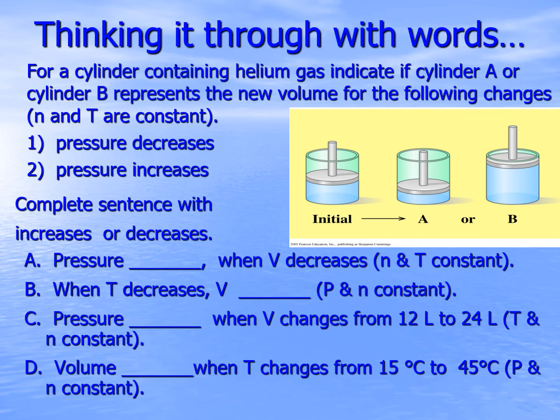So we've got some questions here to see how you're doing with the concepts. Let's say we start with a cylinder of helium gas, and A or B represents the new volume. What would it look like if the pressure decreases? Would it look like if you started with the initial volume, would pressure decreasing make it look like A, volume would go down, or would pressure decreasing make it look like B, volume goes up?